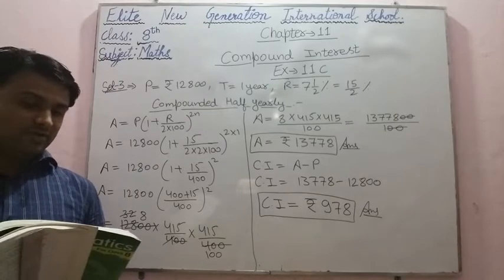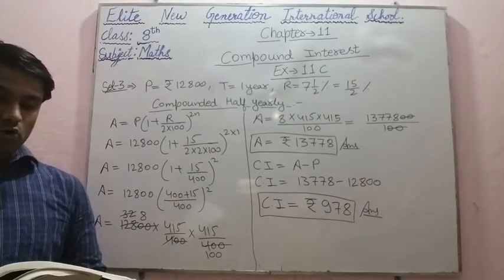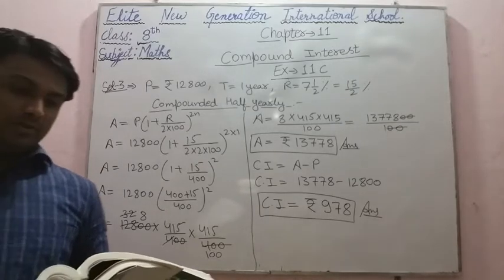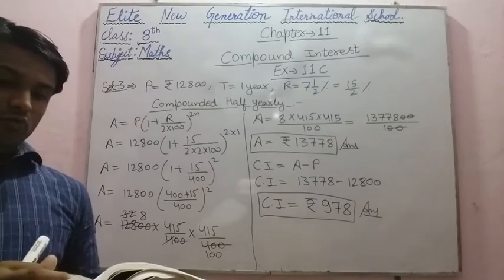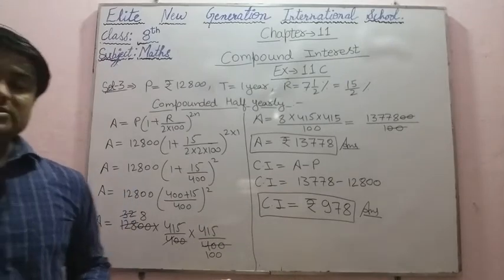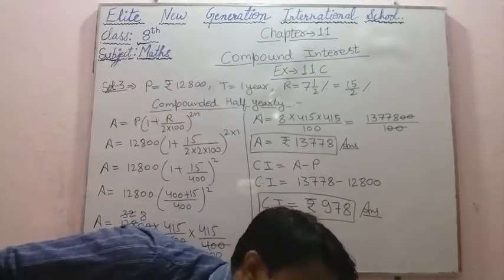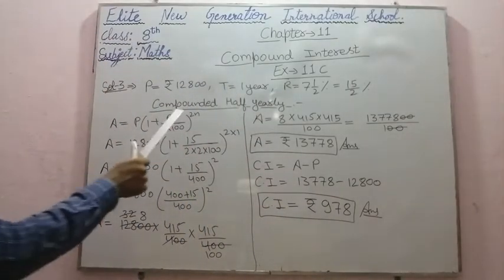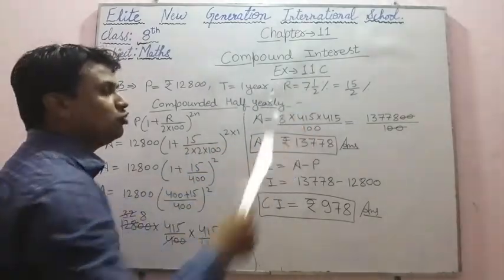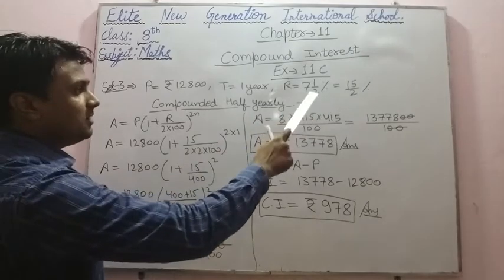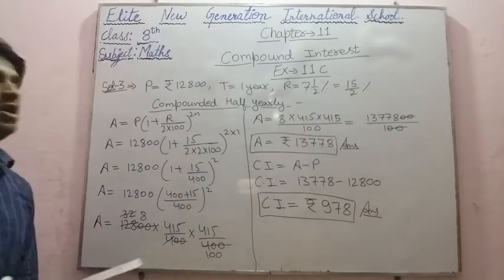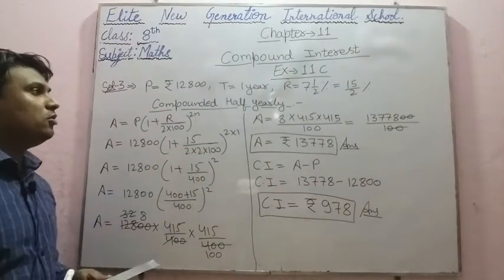In question number 3 we are given: find the amount and compound interest on rupees 12,800 for 1 year at 7 whole 1 upon 2% per annum, compounded semi-annually. Semi-annually means half yearly. So in this question principal equals 12,800, time equals 1 year, rate equals 7 whole 1 upon 2%. So 7 whole 1 upon 2% can be taken as 2 into 7, 14, 14 plus 1, so it will be 15 upon 2. Now we have to find it compounded half yearly or semi-annually.